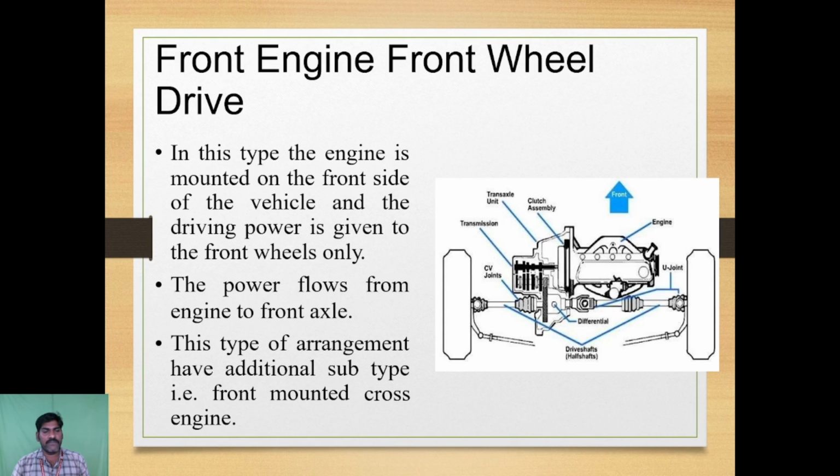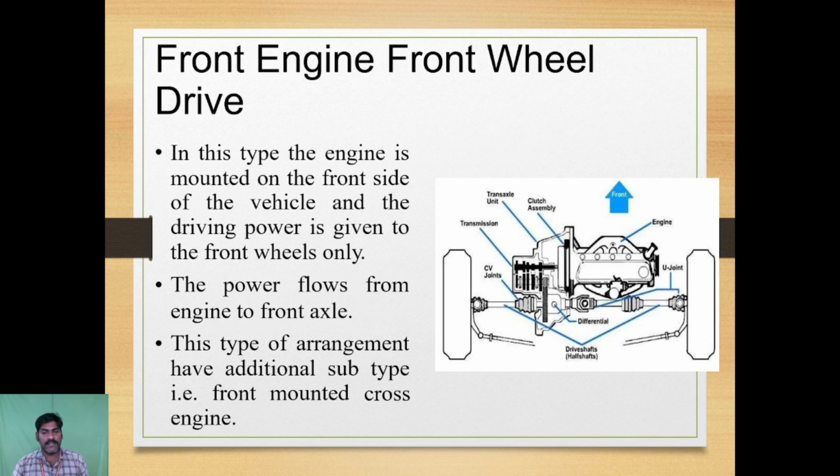In this type, the engine is mounted on the front side of the vehicle, and the driving power is given to the front wheel only. The power flows from engine to front axle. This type of arrangement has additional subtypes. Example: front mounted cross section.